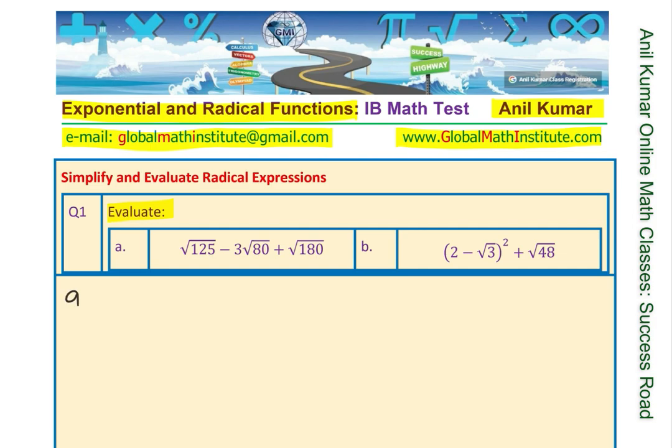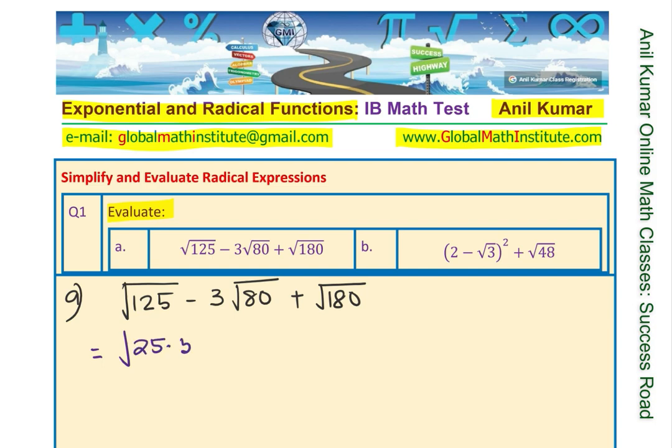So let's begin with part A, which is square root of 125 minus 3 times square root of 80 plus square root of 180. The idea here is to write the radicand as a product of a perfect square and some other number. So square root of 125, how can you write this? Let's rewrite it as a product of two numbers, one of them a perfect square. It can go with 25 times 5, which is 125, correct.